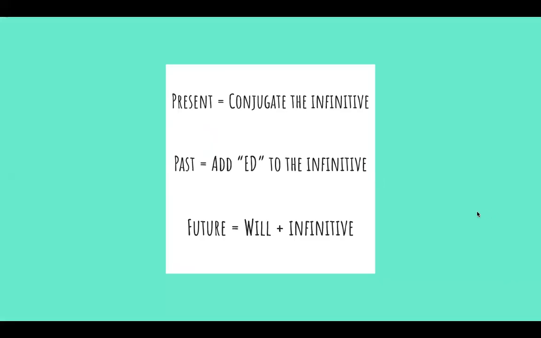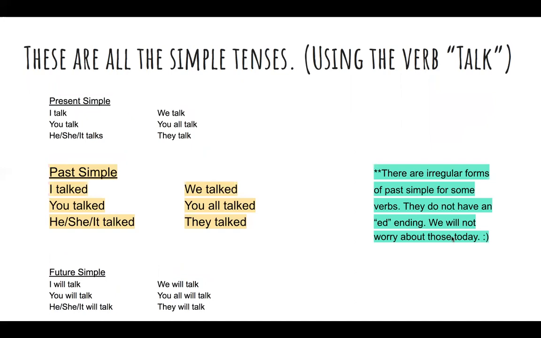Okay, now let's look at the past simple. For the past simple, you add ed to the infinitive. Okay? That means I talked, you talked, he talked, she talked, it talked, we talked, you all talked, they talked. All are the same. It's good because in the past, they all are the same form. For the past simple, you don't have to worry about any changes. There are no changes there.